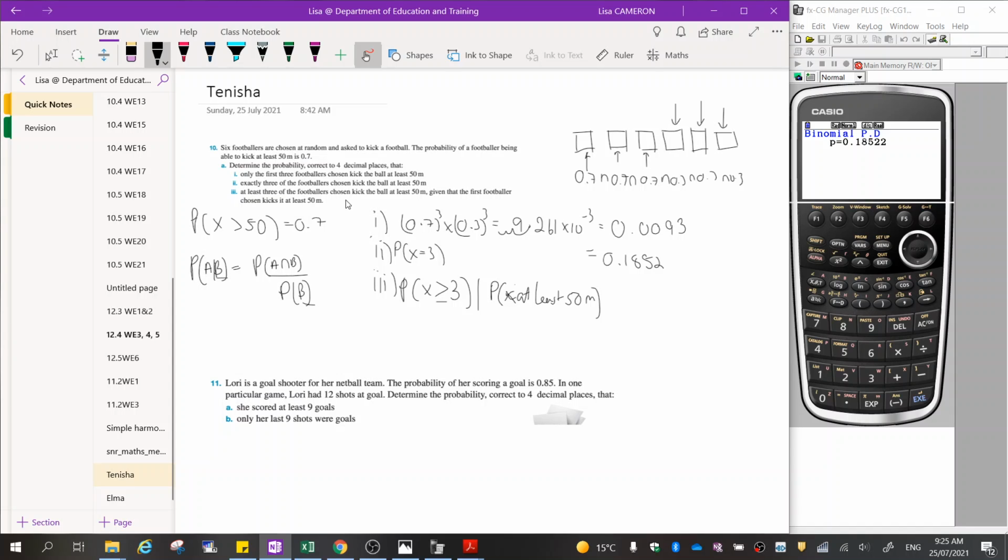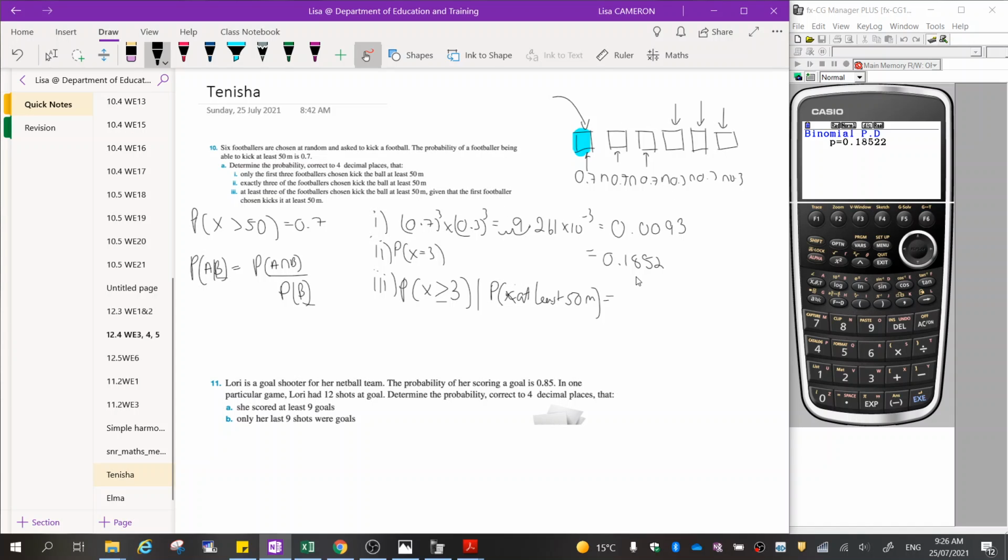Okay, so at least 3 of the footballers kick the ball at least 50 metres, given that the first footballer kicks it 50 metres. Because they state his position, he's kicking it. He's got it. We're not even really concerned with him anymore. So your first option, if you want to ignore the given that statement, is that we know what happened to that first guy.